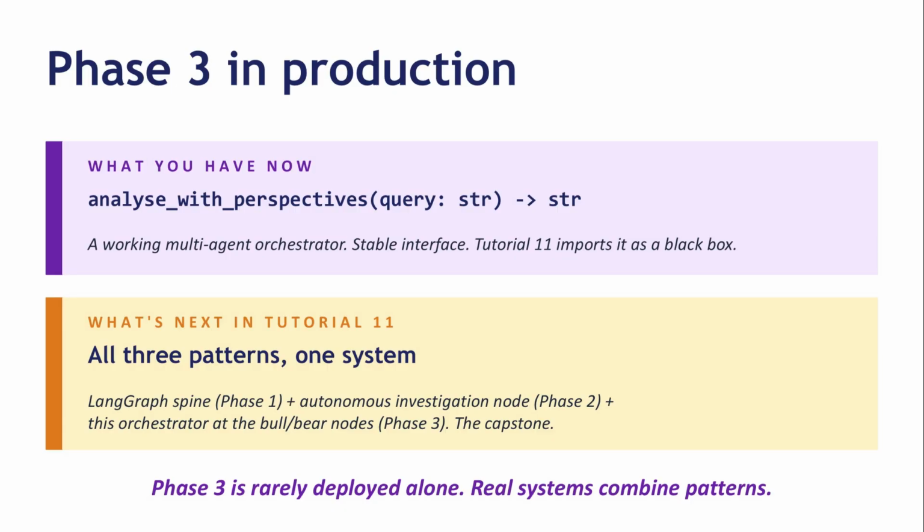You now have a complete Phase 3 orchestrator. It's a working system on its own. But Phase 3 is rarely deployed in isolation in production. Real systems combine all three patterns. The orchestrator we built today exposes one function, analyze with perspectives, string in, string out. Tutorial 11 imports that function as a single black box and plugs it into a larger LangGraph spine. The hybrid system. 3 patterns, 1 production-shaped system. That's the capstone of the series.